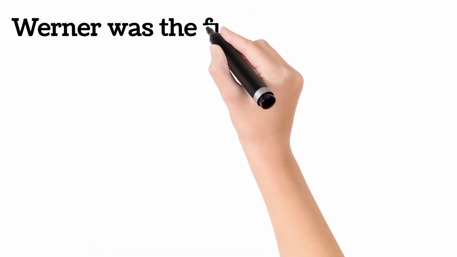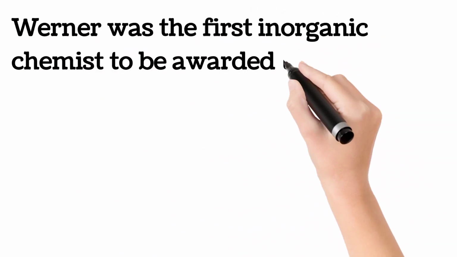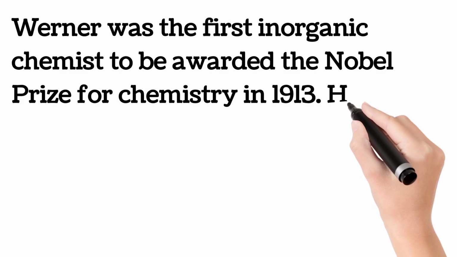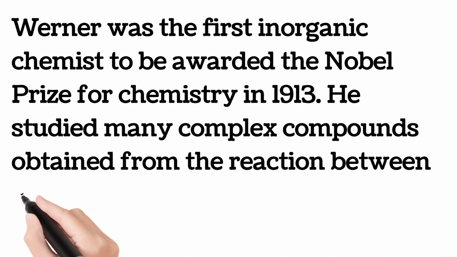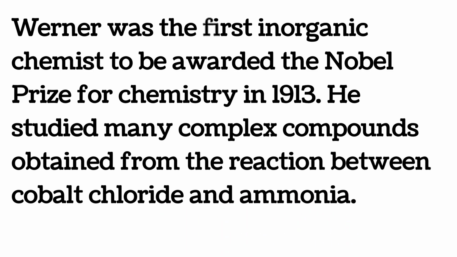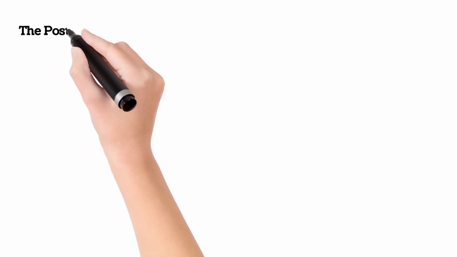Werner was the first inorganic chemist to be awarded the Nobel Prize for Chemistry in 1913. He studied many complex compounds obtained from the reaction between cobalt chloride and ammonia. The postulates of Werner's theory.